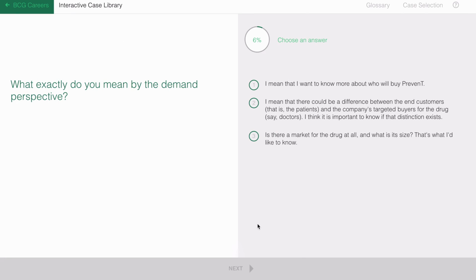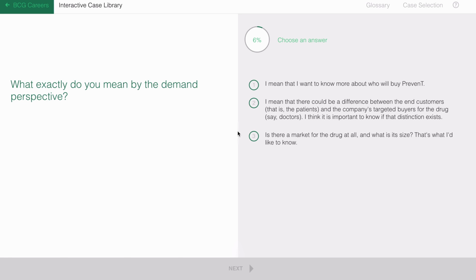Okay, what exactly do you mean by the demand perspective? 1, I mean that I want to know more about who will buy Prevent-T, okay? 2, I mean there could be a difference between the end customers, that is the patients, and the company's targeted buyers for the drug, say doctors. I think it is important to know if that distinction exists. So this distinction is important because the needs of patients and doctors in terms of buying this drug will vary.